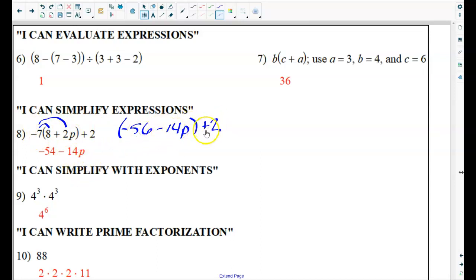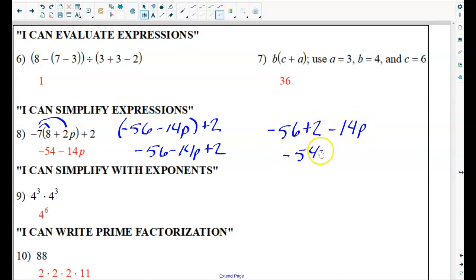Now I've got this, this, and this. Again, parentheses, but there's nothing I can do. So now I can ignore the parentheses because PEMDAS says to do them, but there's nothing I can do. So now I look at this expression. This should be subtracted first. Again, I can't do it. Then I look at this, I can't do it, so I'm forced to deal with these two over here. Okay? So I can go negative 56 plus 2 minus 14p, and I've got negative 54 minus 14p. Okay? Alright, let's keep going.